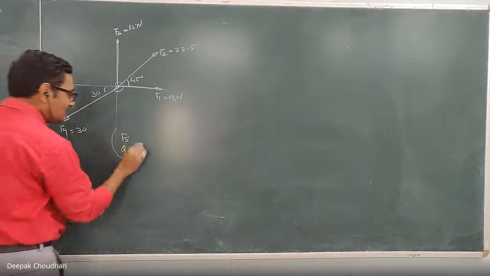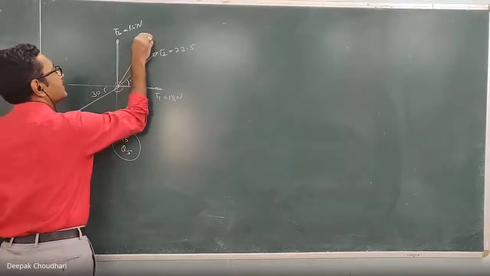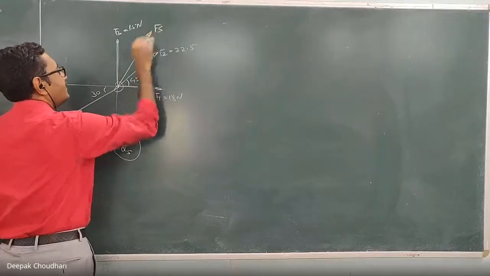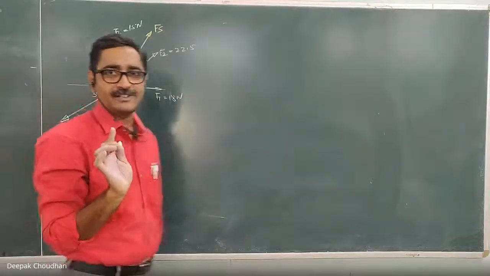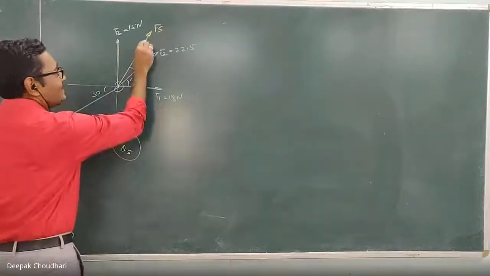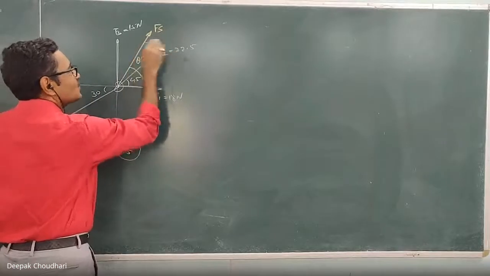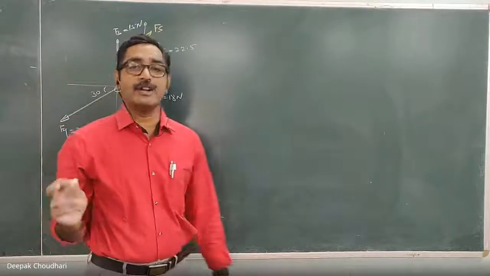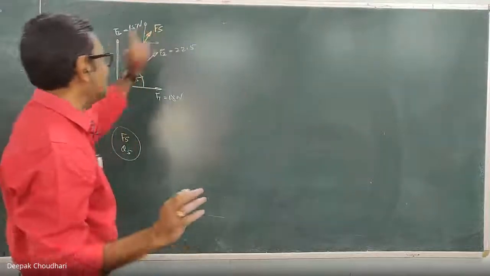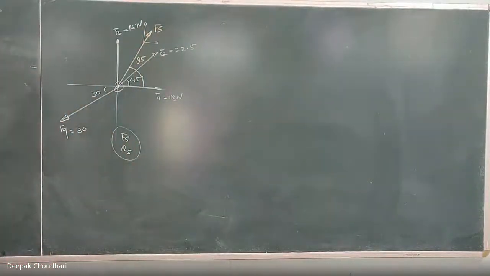Let's assume this fifth force is in the first quadrant and making an angle of theta phi with horizontal. I am assuming that it is in the first quadrant. Means I am assuming that its x component, which is F5 cos theta, is towards right and y component, F5 sin theta, will be upward. This is my assumption. I am assuming that this force F5 is in the first quadrant.